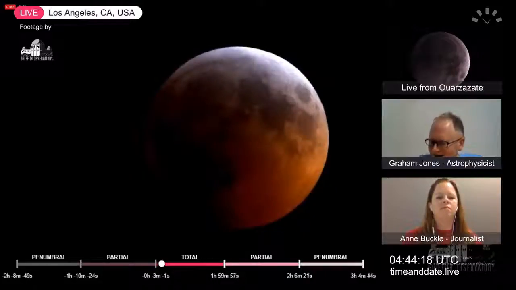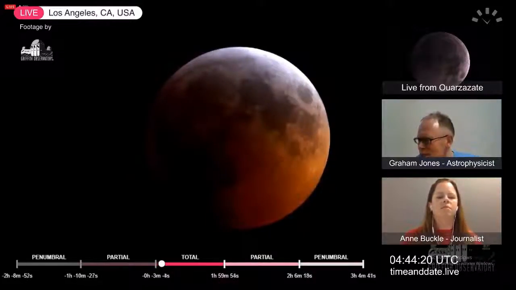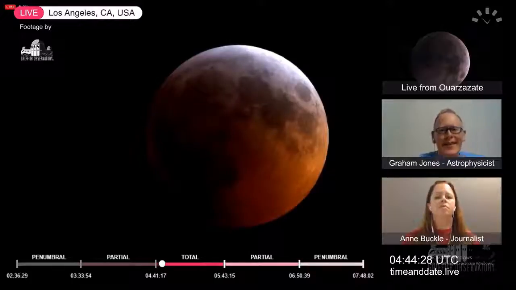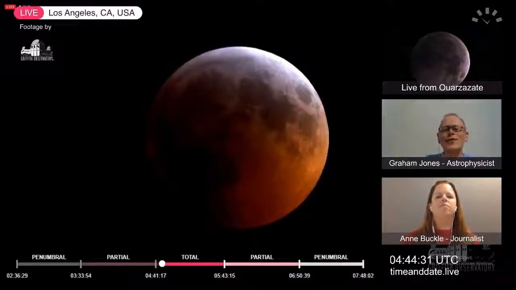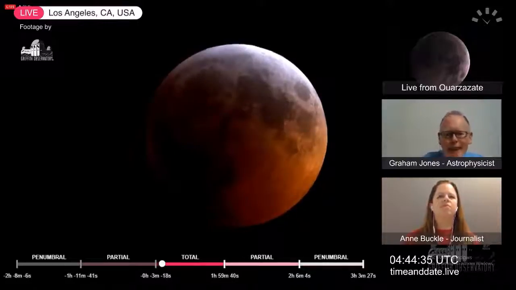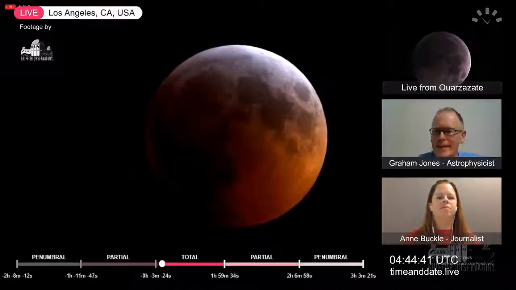In half an hour's time, we will be at maximum eclipse. This is the point where the moon is at its deepest point in the umbra. At that stage, we should be seeing a very different kind of red tint to what we're seeing at the moment, at the very beginning of totality.